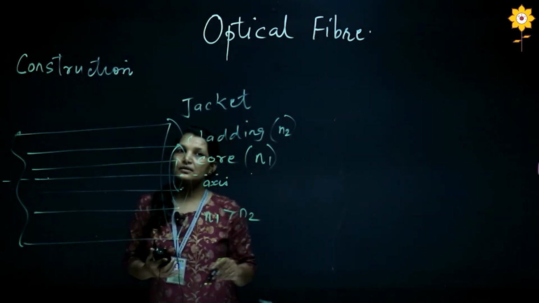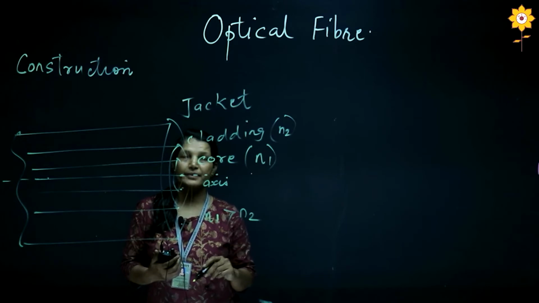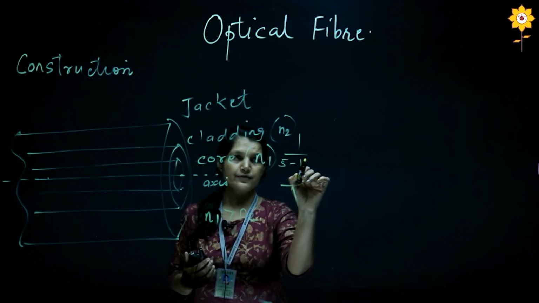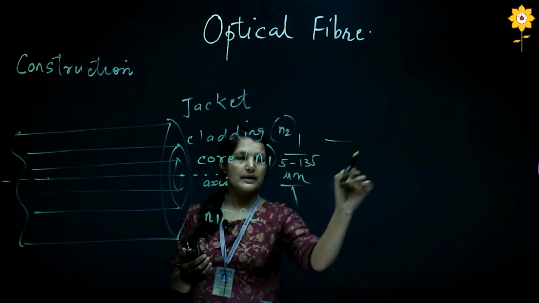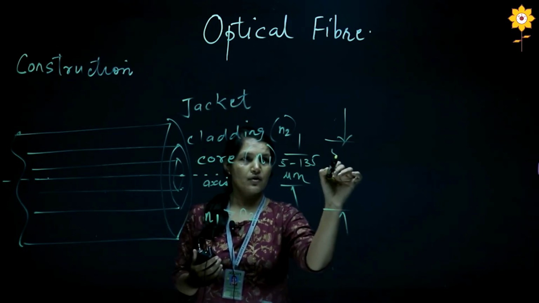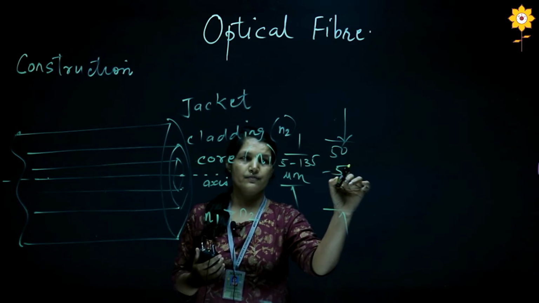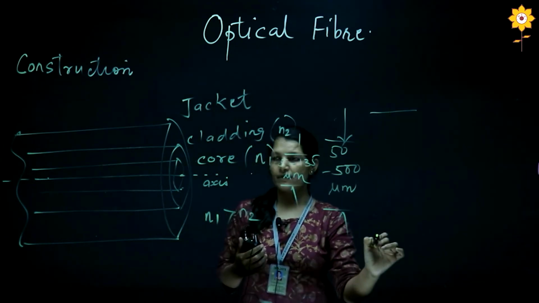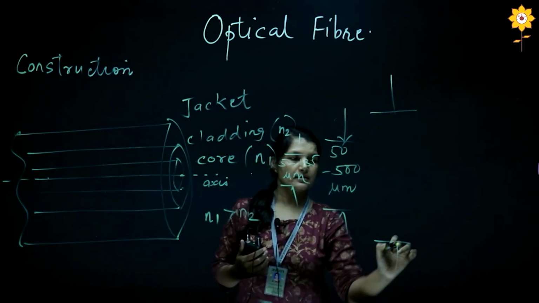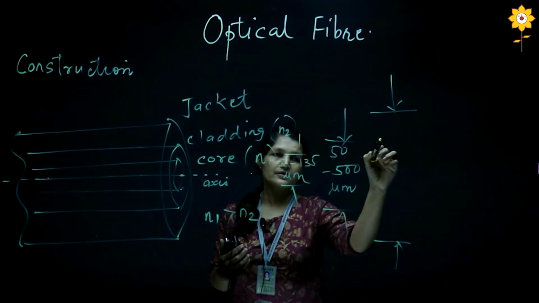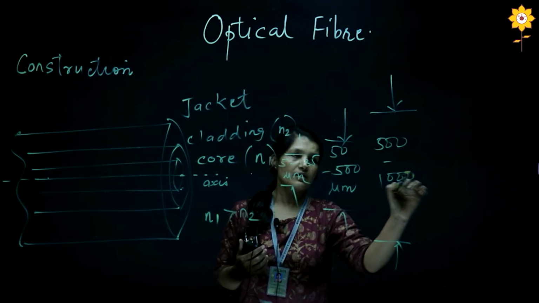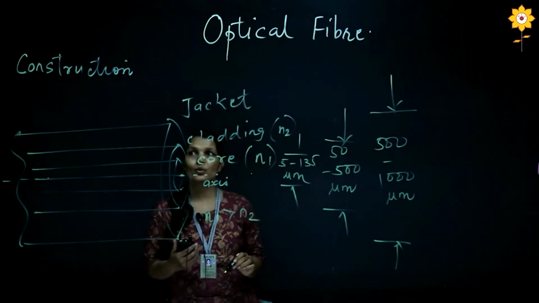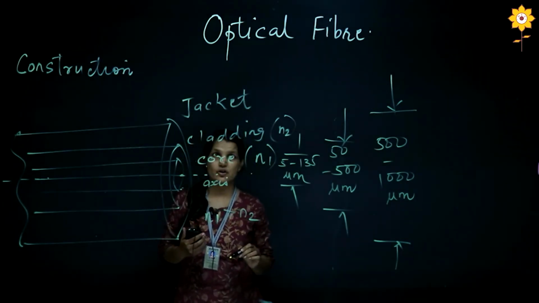Now, for these regions we have seen, the core, cladding and the jacket, the dimensions vary depending upon the type of the optical fiber. For the core, the dimension varies from 5 to 135 micrometer. For the cladding, the dimension varies from 50 to 500 micrometer. The variation depends upon the type of the optical fiber we are using. And the jacket has the maximum dimension, from 500 to 1000 micrometer. So depending upon the type of the optical fiber, the dimension varies. As a result, the application of the optical fiber also varies.